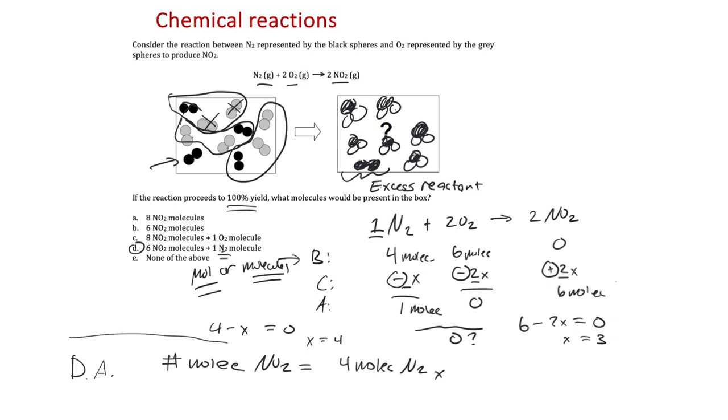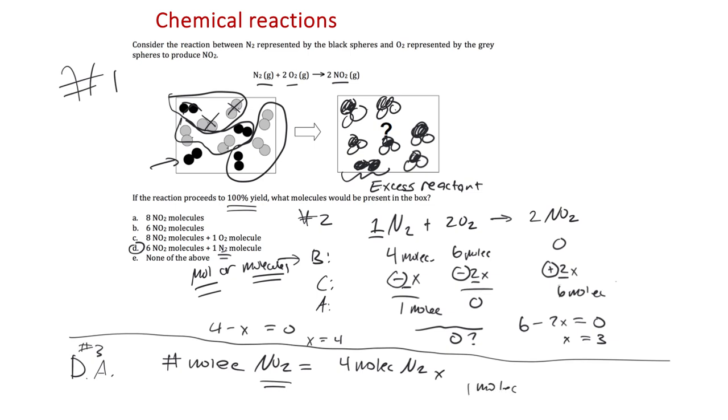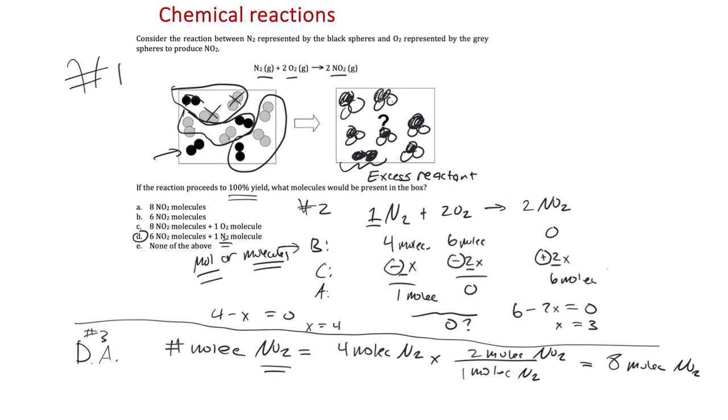And let me try to separate our attempts here. So we have attempt number 1 here, number 2 here for the BCA chart. So this is attempt number 3, just using math dimensional analysis. And so the first thing I'm going to do is see how many NO2s I can make if I consume all the N2. For every 1 molecule of N2 that reacts according to my balanced reaction, I produce 2 molecules of NO2. So that would be 8 molecules of NO2 if I consume all of the available nitrogen.